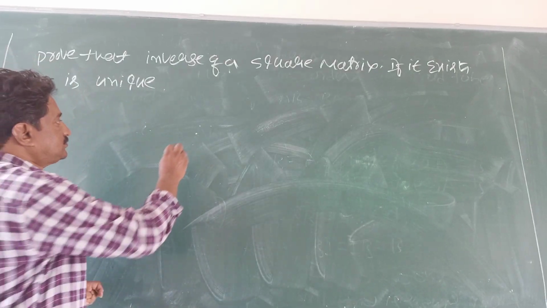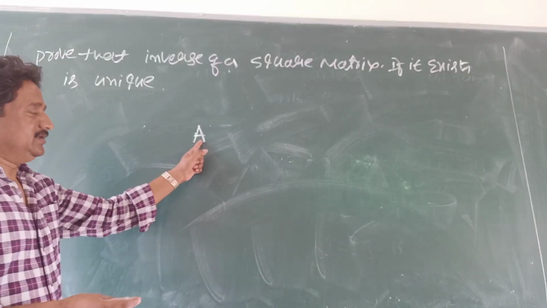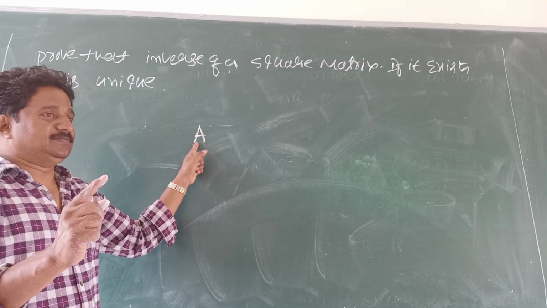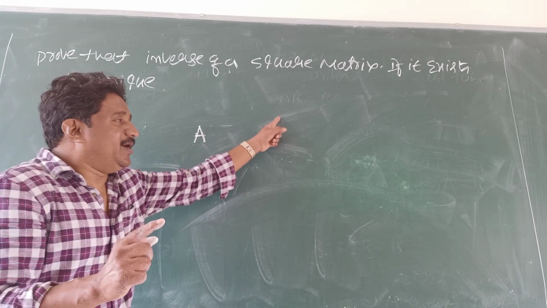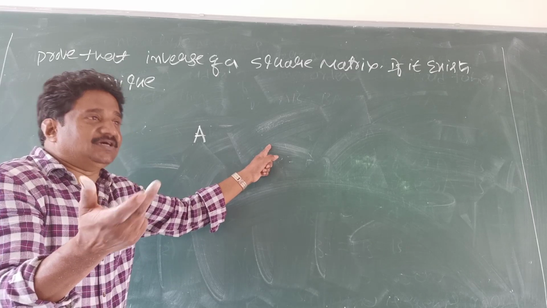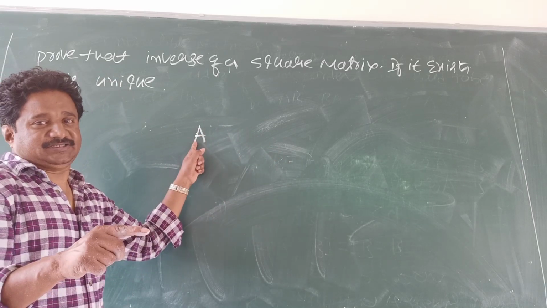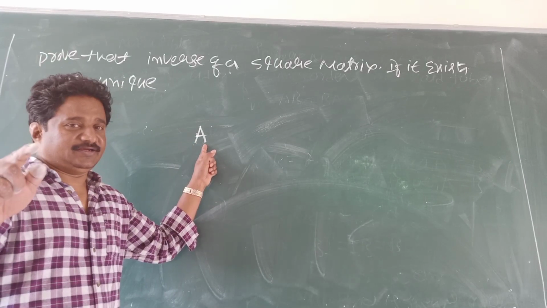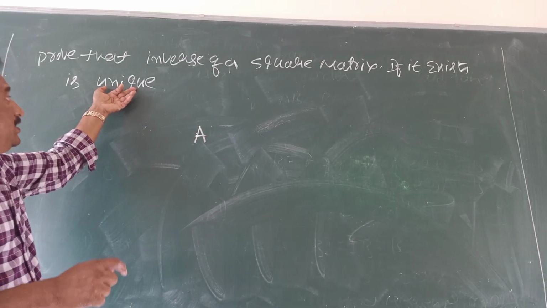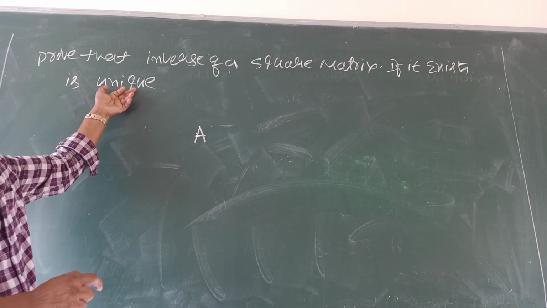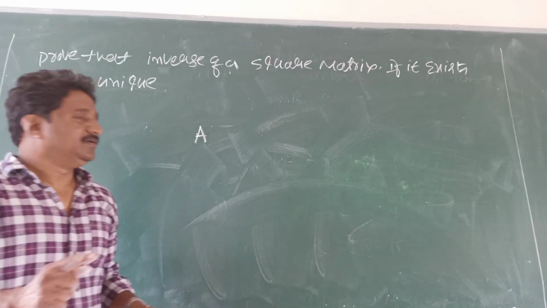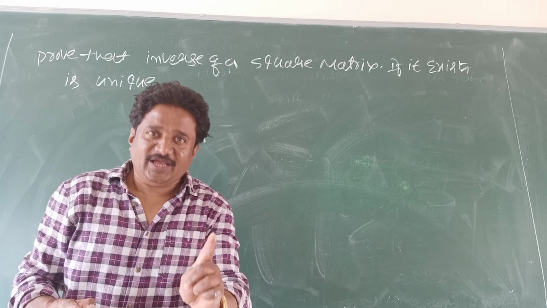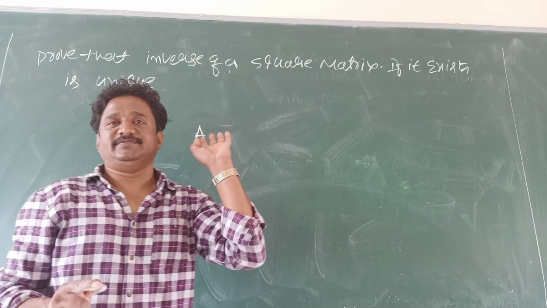That means I take matrix A. This matrix A should have only one inverse. Two matrices never become the inverse of one matrix. The inverse of one matrix is only one. That is the meaning of the word uniqueness. Unique means only one.